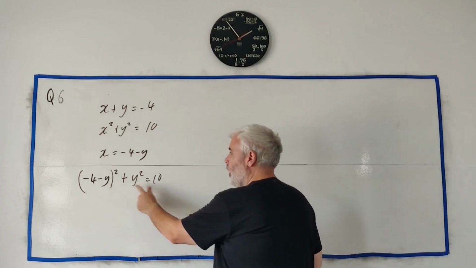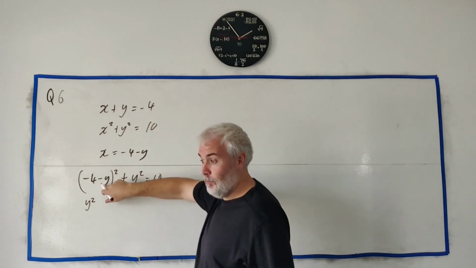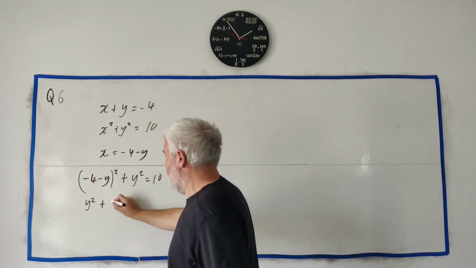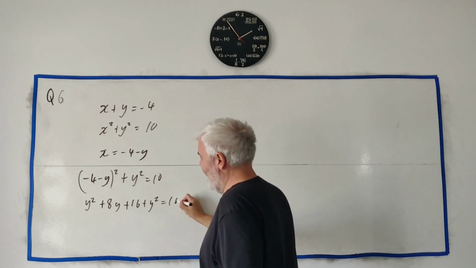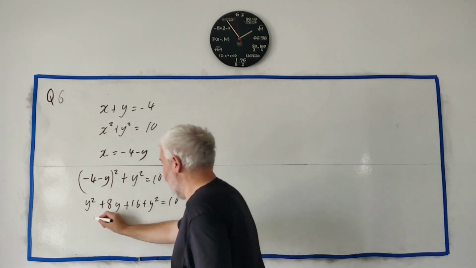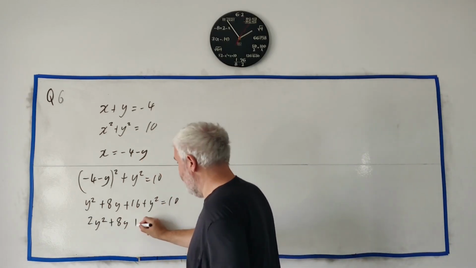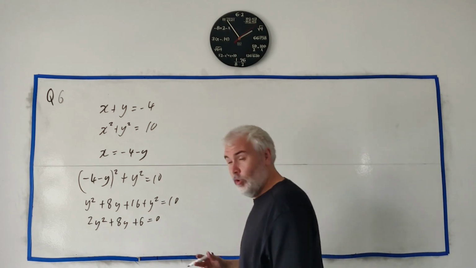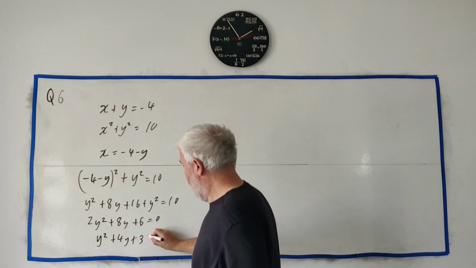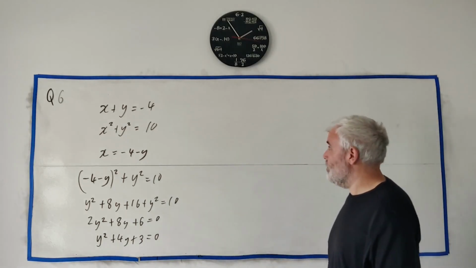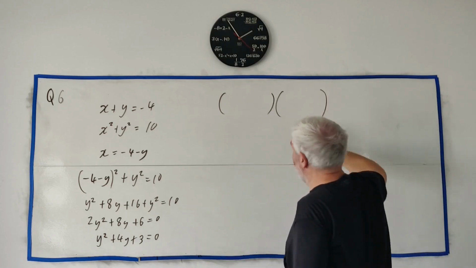1 equation, 1 unknown. Let's multiply it all out. We get y squared, minus times minus is plus 4y, and there's 2 of them, so we get 8y. We get plus 16 here, plus another y squared equals 10. Add all these together, we get 2y squared plus 8y plus 16 minus 10, which is 6, equals 0. 2 goes into everything, so we get y squared plus 4y plus 3 equals 0. Quadratic equation: if you're not good at factorizing, use the minus b formula. But this one does work out quite nicely.